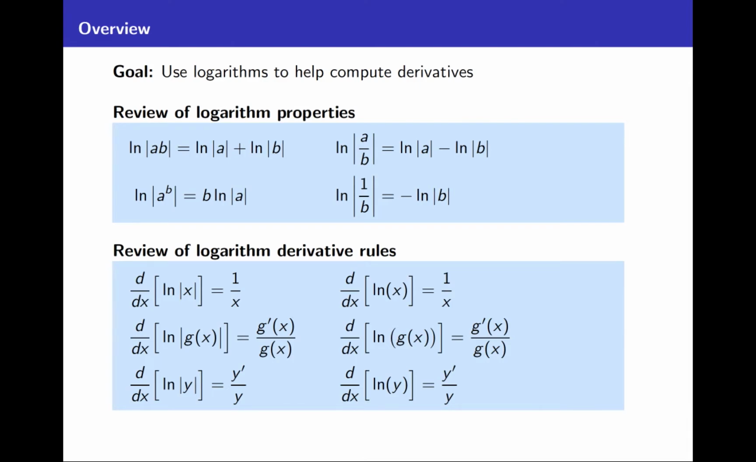So these are the relevant properties and rules that we'll use today. And we're also going to rely heavily today on the process of implicit differentiation. So let's get started. We'll begin with a motivational example. And well, really, this is going to be several examples. We'll start off simple as a warm-up.